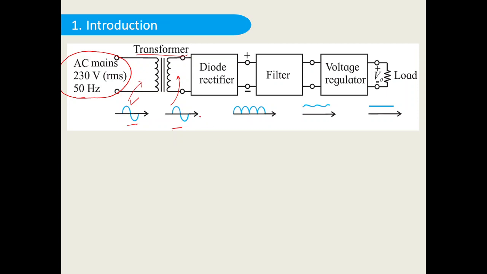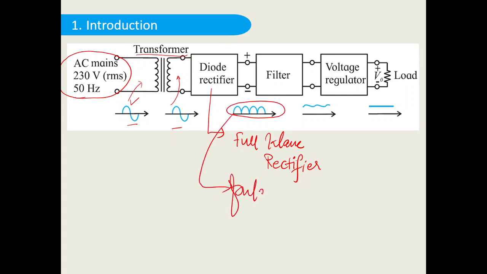Now, suppose the rectifier circuit is a full wave rectifier, then we get the output like this. This type of output is called pulsating DC. This pulsating DC has to be converted into a straight line. So first we pass it through a filter circuit. A filter circuit is nothing but the presence of a capacitor.